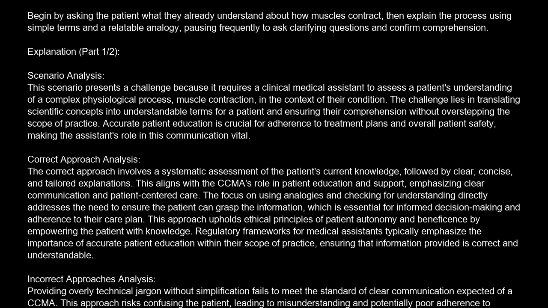Begin by asking the patient what they already understand about how muscles contract. Then explain the process using simple terms and a relatable analogy, pausing frequently to ask clarifying questions and confirm comprehension.